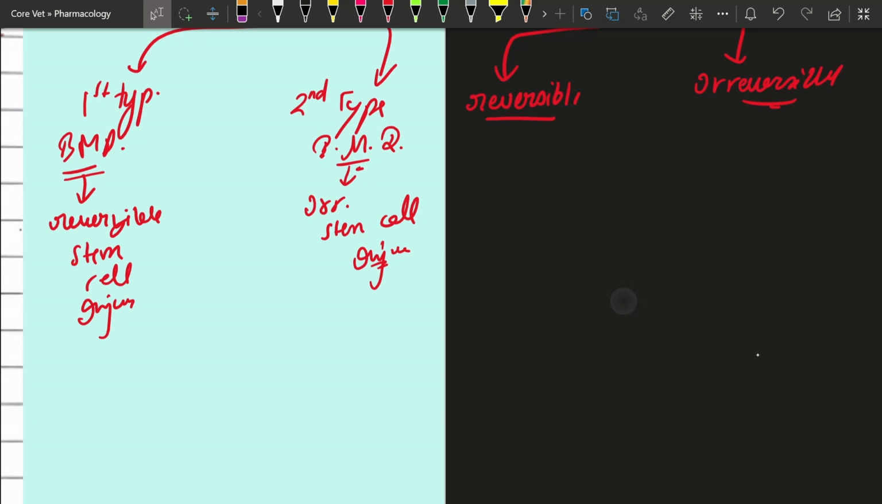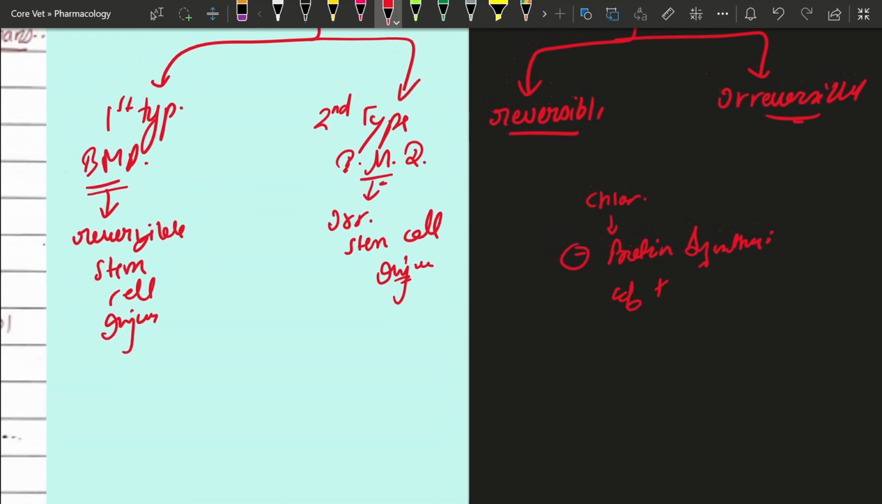How? Because chloramphenicol is going to inhibit the protein synthesis, right? Protein synthesis of the stem cell, which is mitochondrial based. So it is majorly going to affect the mitochondria. And we all know the mitochondria is the powerhouse of the cell. If the mitochondria is affected, it will lead to depression in the cells. Injury will be there in the cells, right?